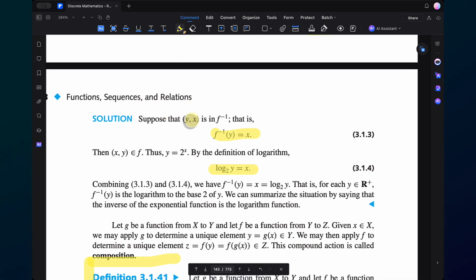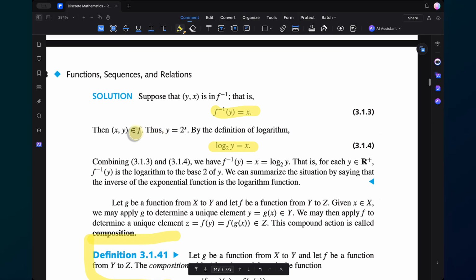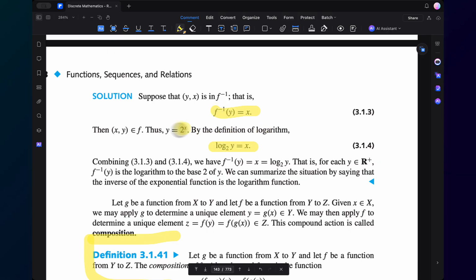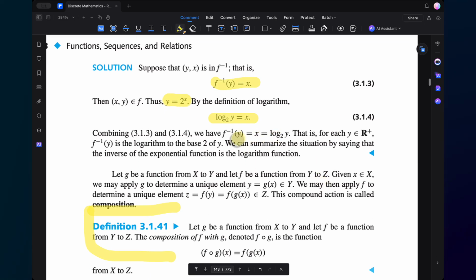Suppose that we have this, suppose that f inverse of y equals x. Then (y, x) is in f inverse, so (x, y) is in f. Thus, y = 2^x. So by the definition of logarithm, that's how we get the logarithm: it is the inverse of this function. The logarithm base 2 is by definition the inverse of that function. So if you combine all this information together, that's the answer. It's the logarithm base 2.